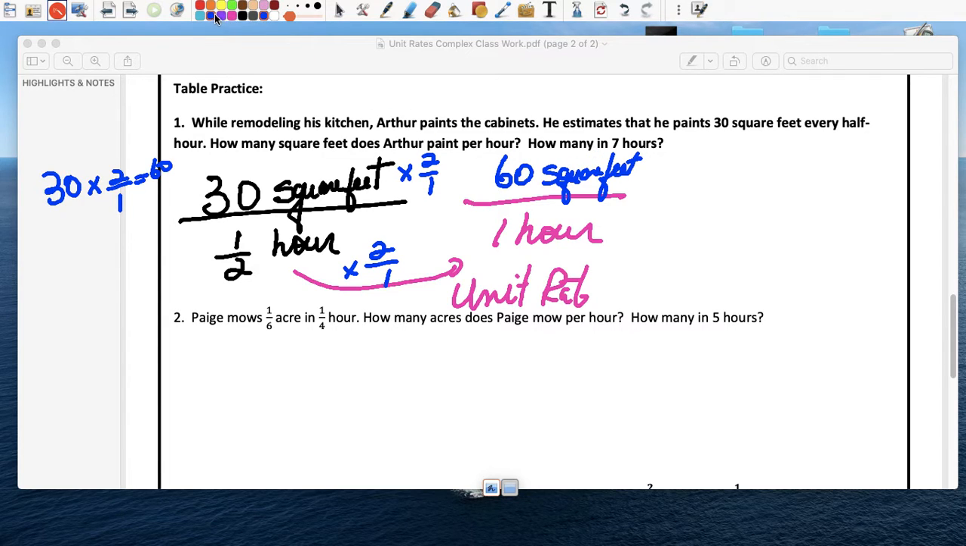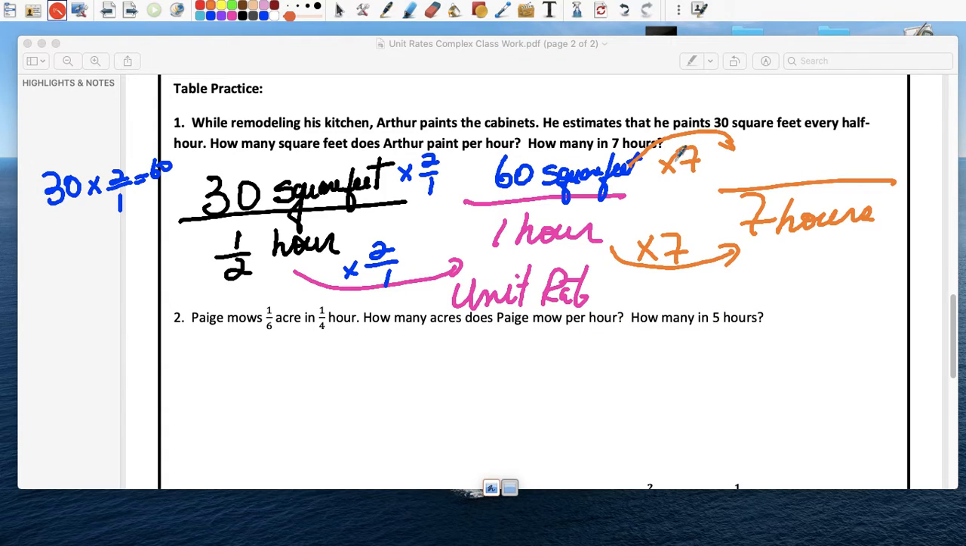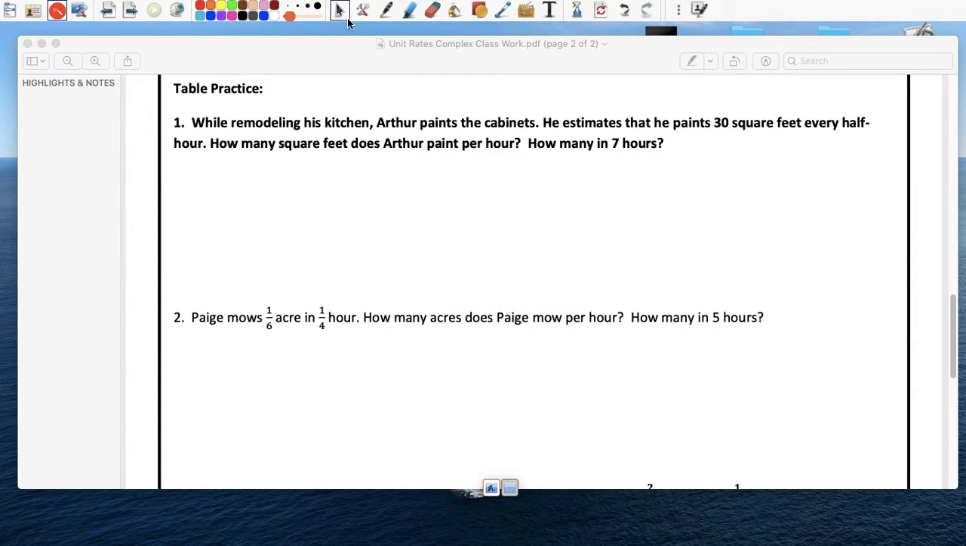But the question is, en 7 horas, ¿cuánto puede pintar el señor? In 7 hours, how much can he paint? So, ¿cómo que el 1 queda en 7? Times 7. Over here, times 7. 60 times 7 is 420 square feet, pies cuadrados. Okay, 420 square feet. So it's very, very similar a lo que hicimos ayer, right?